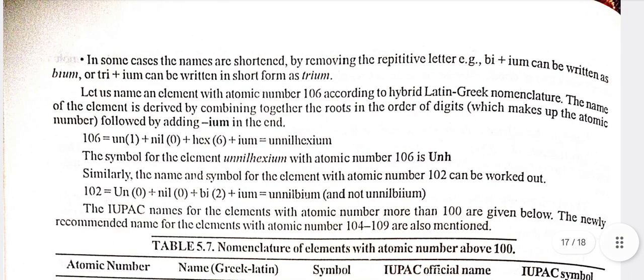In some cases, names are shortened by removing the repetitive letter. For example, bi plus ium can be written as bium, or tri plus ium can be written in short form as trium. Let us name an element with atomic number 106 according to hybrid Latin Greek nomenclature. The name of the element is derived by combining together the roots in the order of digits which make up the atomic number, followed by adding ium at the end. 106: un equals 1, plus nil 0, plus hex 6, plus ium: unnilhexium.